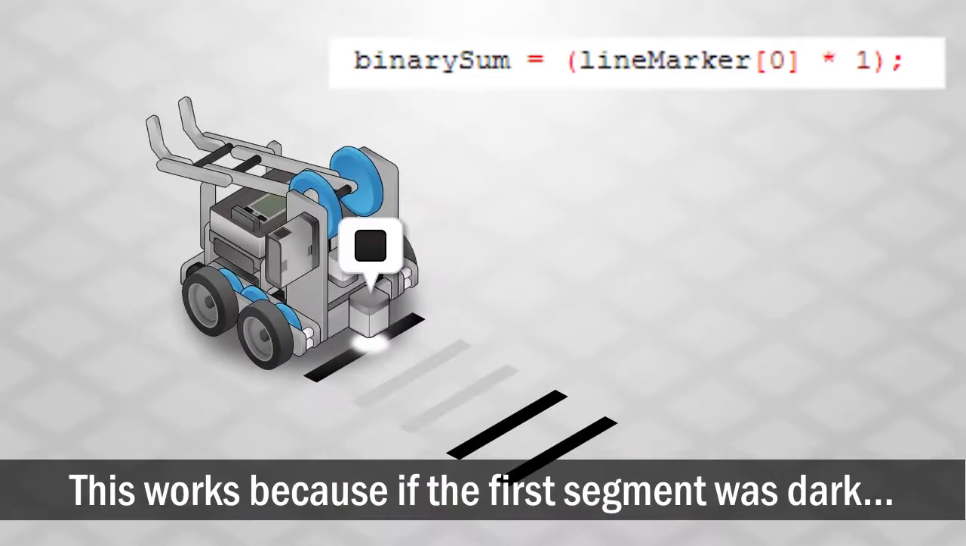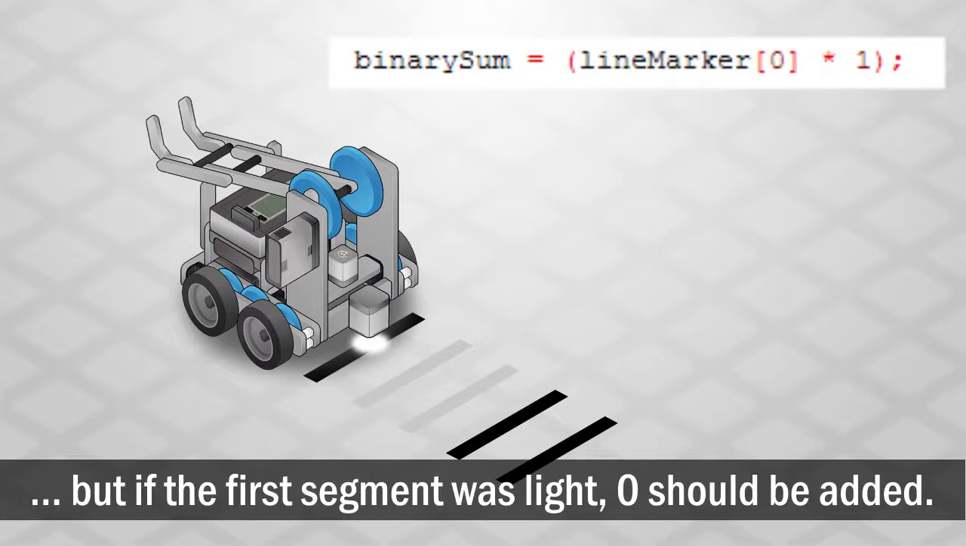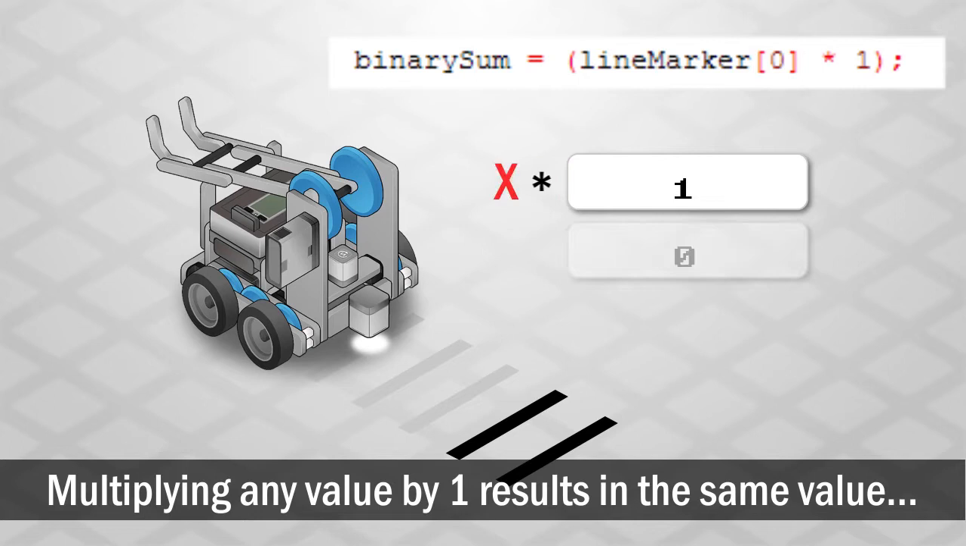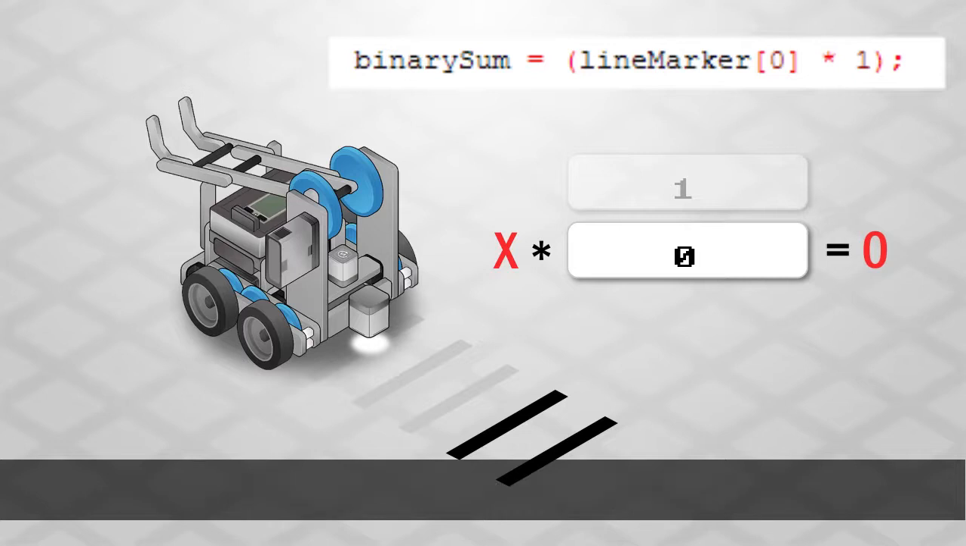This works because if the first segment was dark, 1 should be added to the numerical result, but if the first segment was light, 0 should be added. Multiplying any value by 1 results in the same value, while multiplying any value by 0 results in a 0.